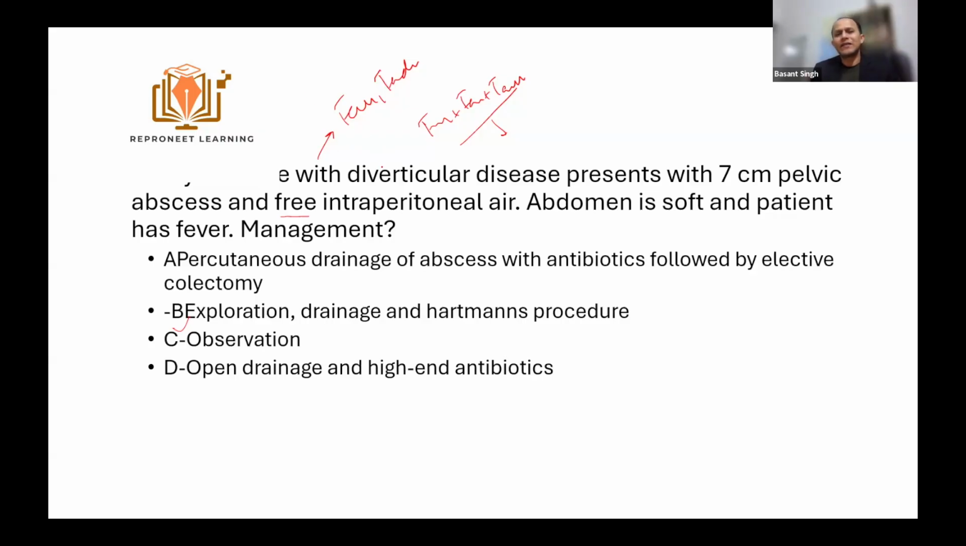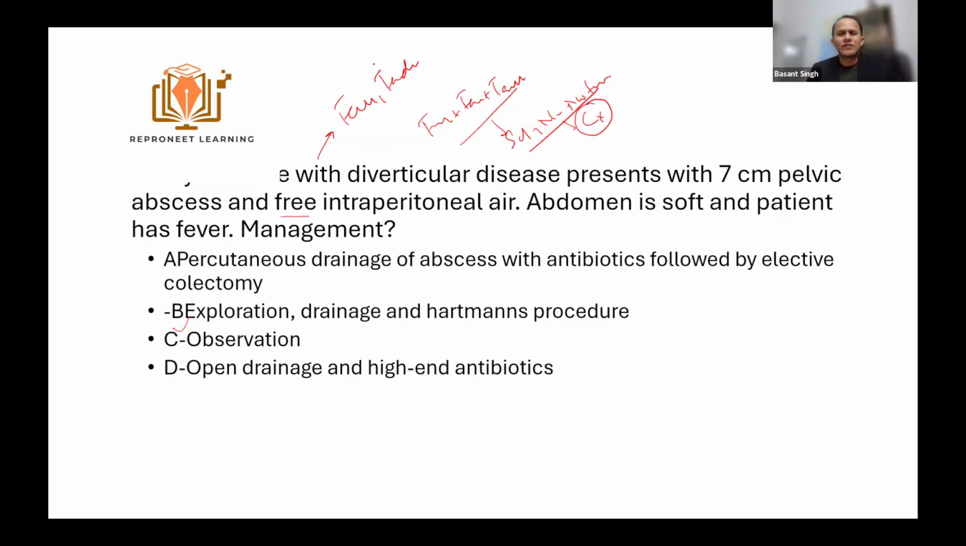If they had just given diverticular disease, 7 centimeter abscess, free air, soft abdomen, no tenderness, no fever, then this would be a different clinical scenario. So in these types of patients, you can give a trial of conservative management, where you just treat the abscess percutaneously with PCD, give antibiotics, and then obviously you do your colectomy later on. Okay, so this can be tried.